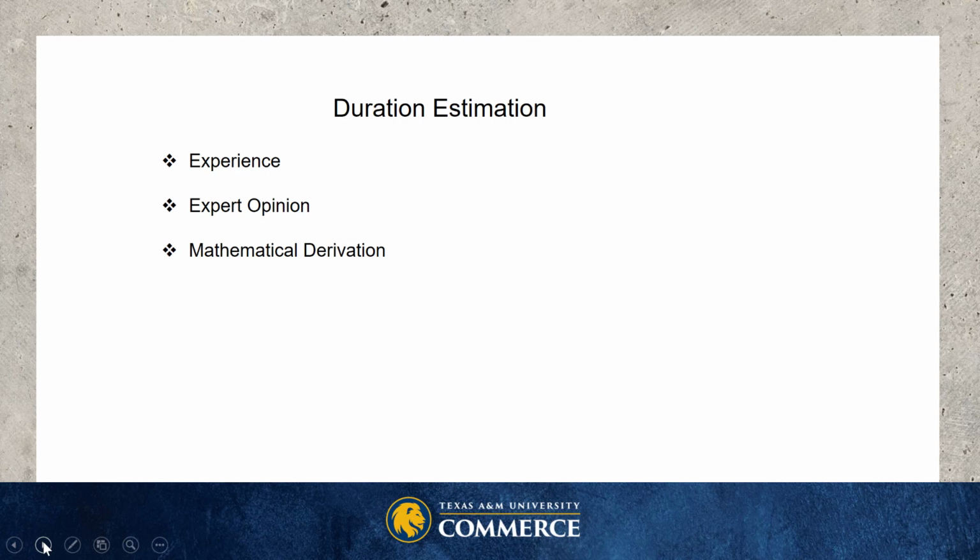That's the same thing that happens with projects. We bring in experienced folks who have worked on projects, maybe similar or maybe dissimilar projects, and they have the experience to figure out how long things are going to take. Then we have expert opinion. We can bring in the manufacturing people, the engineers, and get their expert opinion on how long a task is going to take. And then we can do it with mathematical derivation. So there are mathematical formulas that we won't be using, but that are available to figure out the estimation of a task.